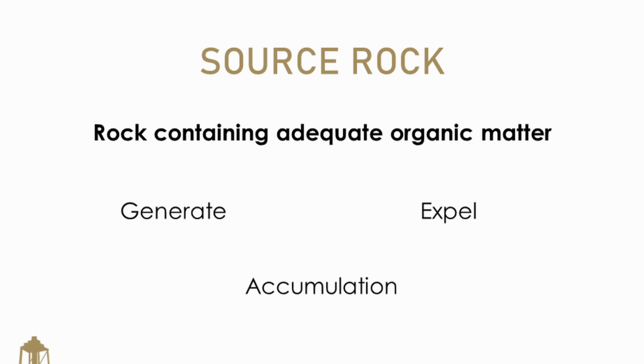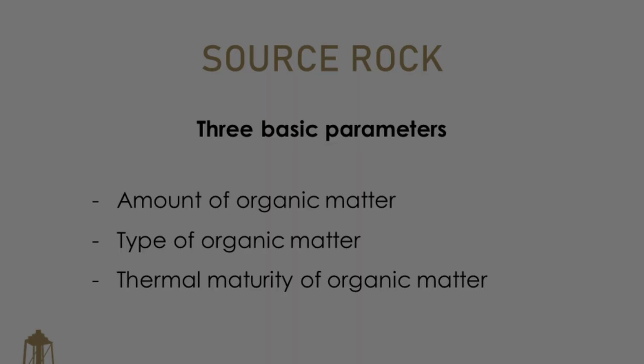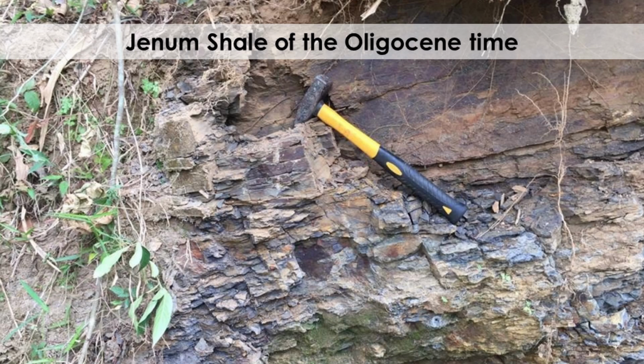The adequacy of organic matter in source rock for hydrocarbon generation involves the accumulation and preservation of organic material, its transformation through thermal maturation, and the potential expulsion and migration of hydrocarbons. There are three basic parameters of source rock, which are amount of organic matter, types of organic matter, and thermal maturity of organic matter. Now you can see the Genome shale of the Oligocene time.